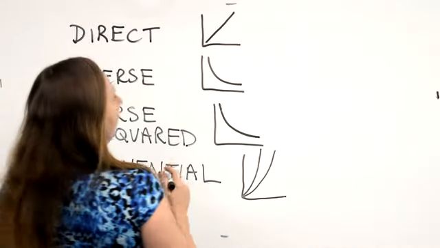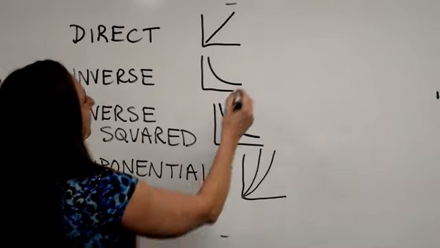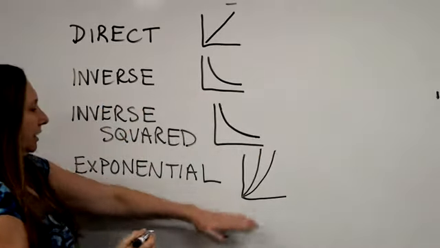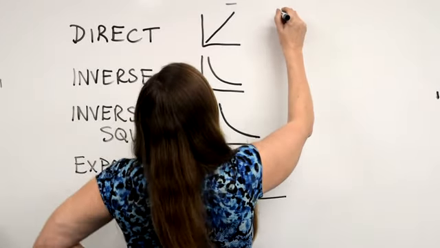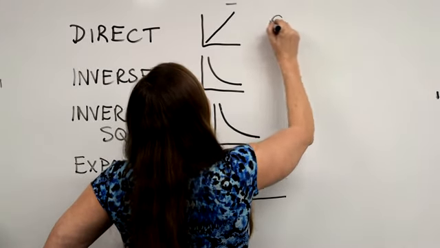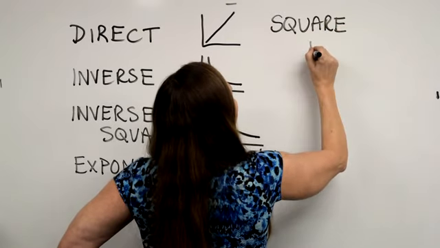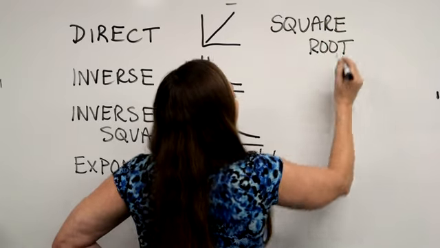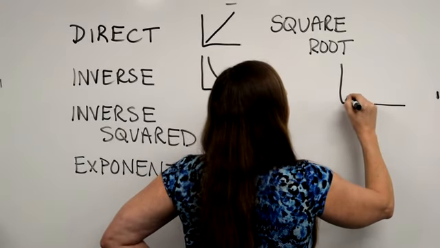And finally, you have a square root relationship. And I guess I'm going to have to put that over here. Maybe you can write it down here in your notes, but I'm going to put it over here because I'm running out of room down there. A square root relationship. All right, the graph is going to look like this.